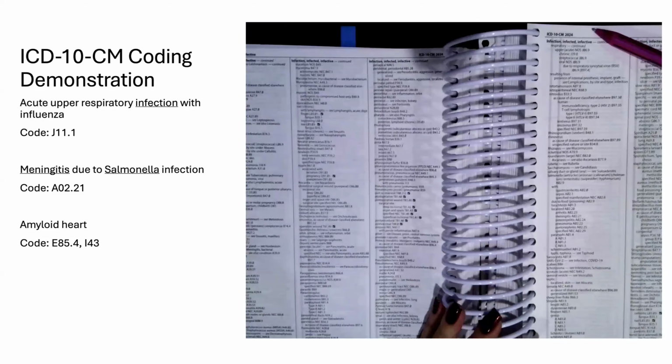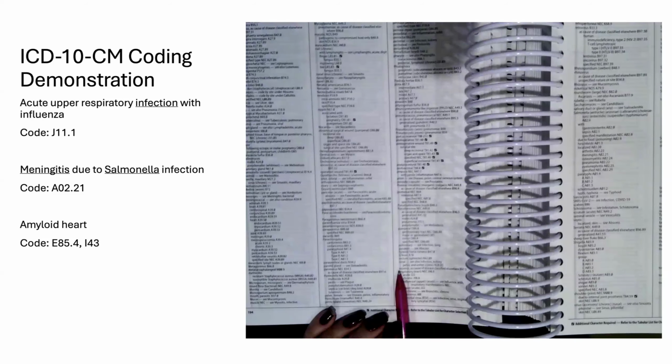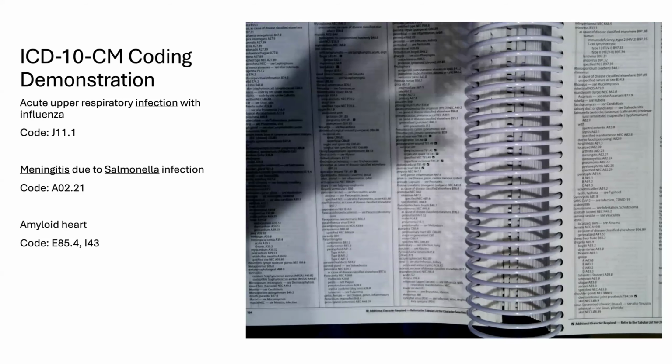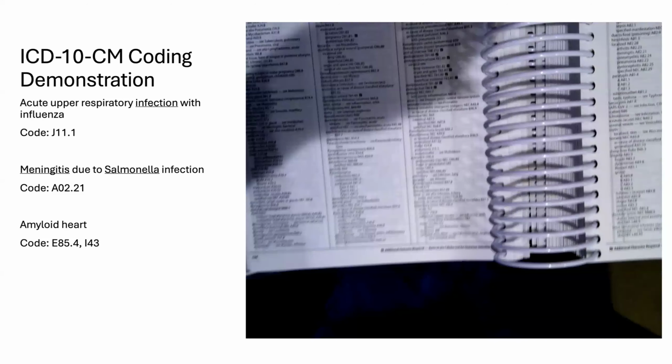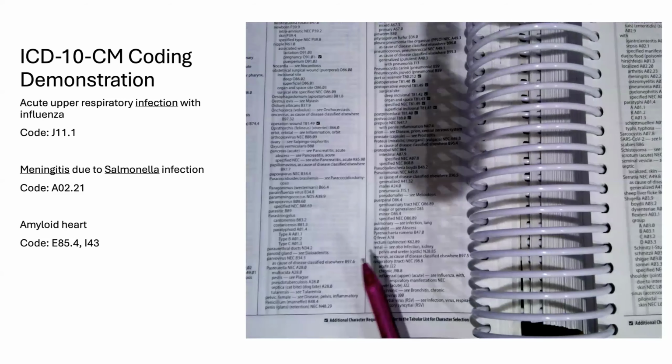Here I see respiratory, but notice it says continued. That means it started on the previous column. So I want to go to the beginning of where it actually began. So over here is where respiratory starts. So I have an acute upper respiratory infection that is due to influenza. Acute upper respiratory infection with influenza. So if you can see that, and I can come down a little bit closer since it's at the bottom of the page. A couple things that I want to show you here.